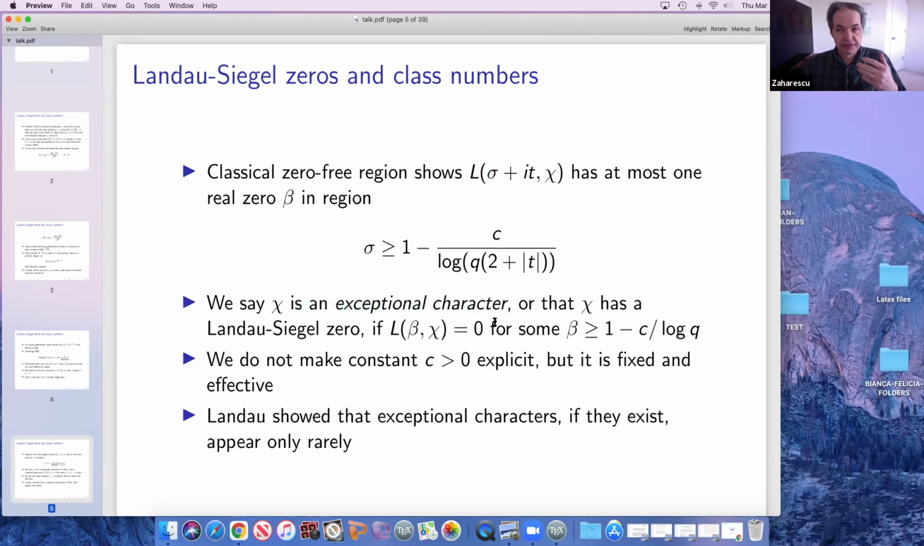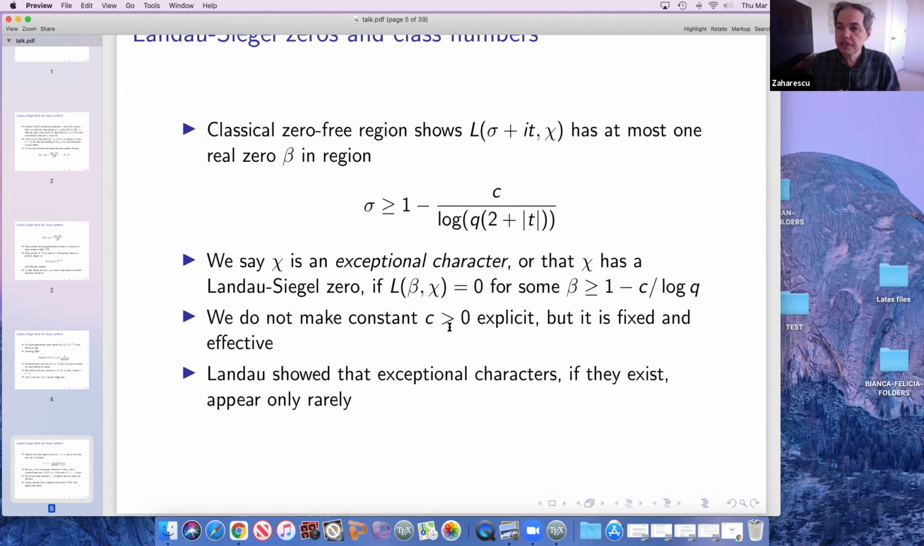Now, if that happens, then χ is a real character, and the zero is real, so a zero that looks like this: L(β, χ) is 0, with β larger than 1 minus this constant over log q. In that case, this particular Dirichlet function has a single Landau-Siegel zero. But if we take the totality of all the Dirichlet functions, we may have even many Landau-Siegel zeros. We know that they do repel each other.